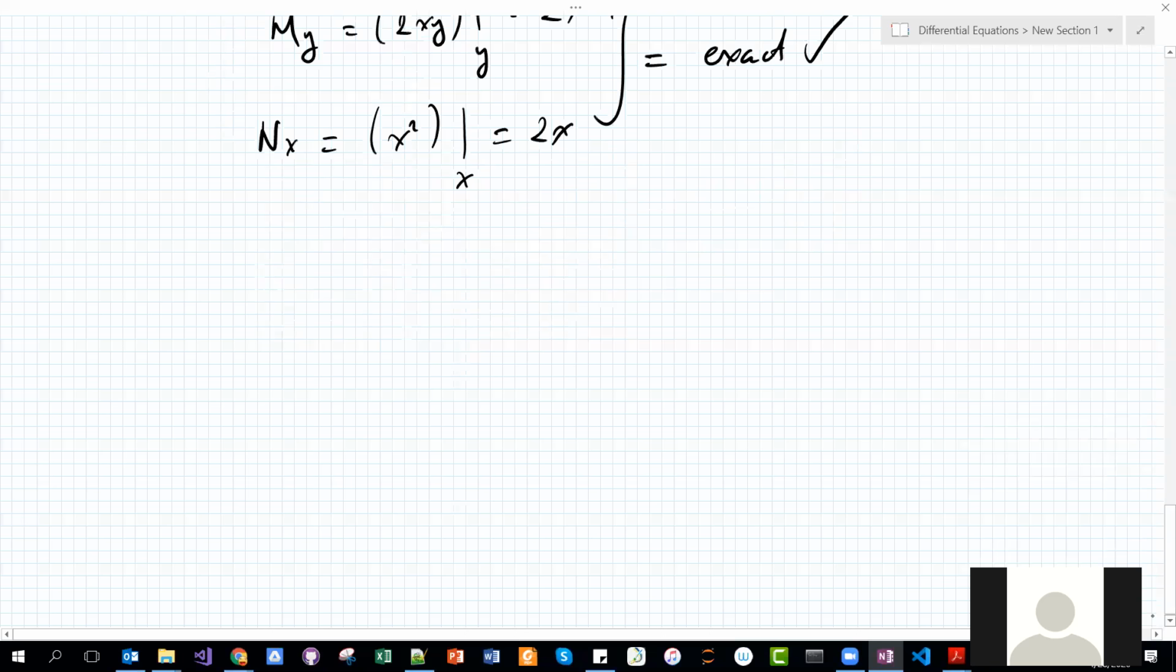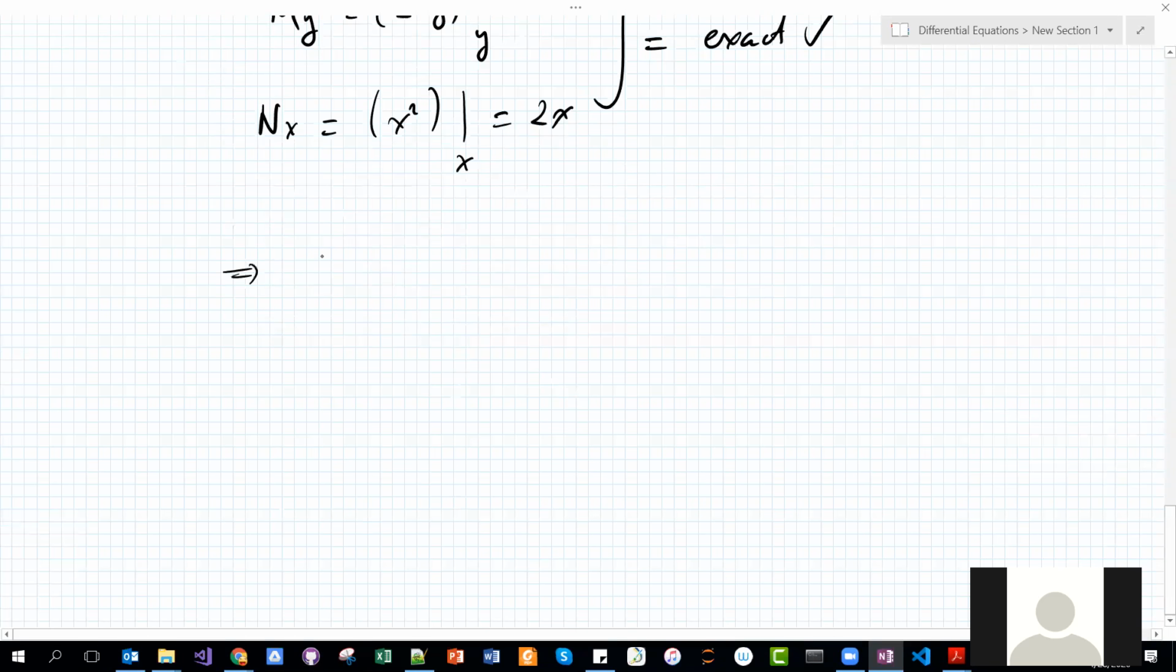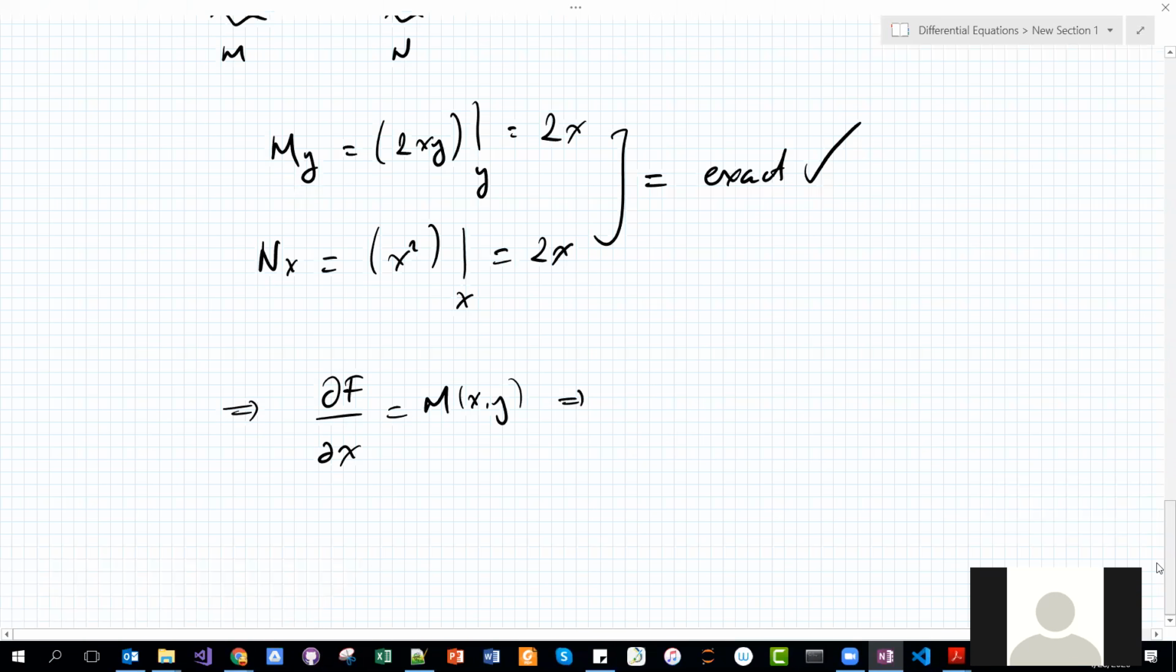After seeing the exactness, I have two pieces of information I need to use for my solution. I know that the derivative of big F, which is my solution, with respect to x should be equal to big M. So do I have the M? Yes, I have the M. M is equal to 2xy. So I need to take the integral of both sides to be able to find the big F, which is going to be the integral of 2xy dx with respect to x.